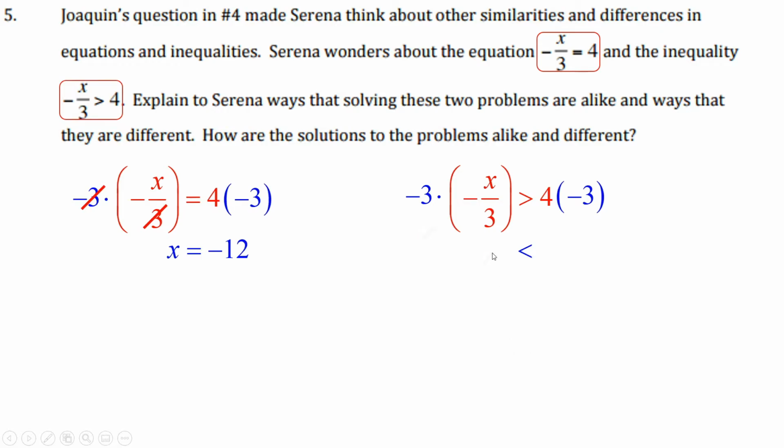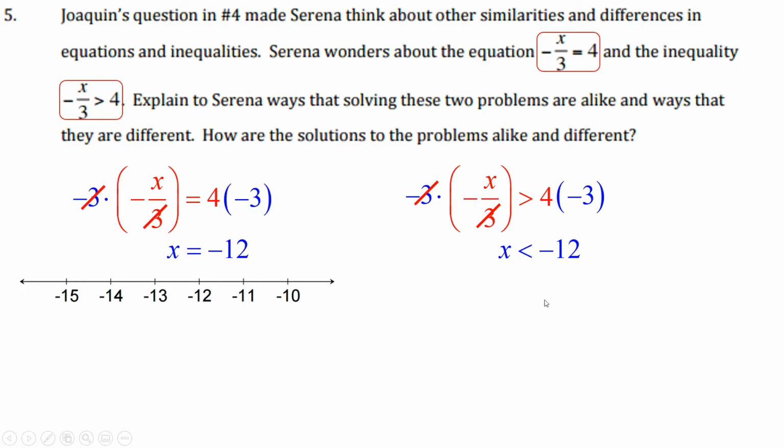And now your 3's cancel, and those two negatives undo each other to give us the x. X is less than 4 times negative 3, which is still negative 12. These are very different answers. In the equation, x equals the number negative 12. And in the inequality, x can be any number less than negative 12.